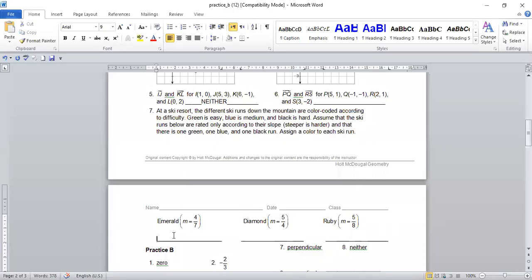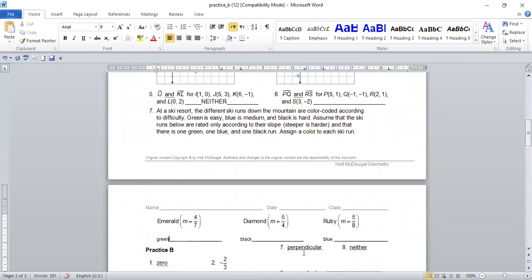Going back to this, so this is going to be the color. The hardest was diamond, so this is going to be black. So you have to write here black. And for ruby it was medium, because the line was steeper than the easy one. So this is going to be blue. They said write the colors. Blue is for medium and green is for the easiest, where the line was more flat.